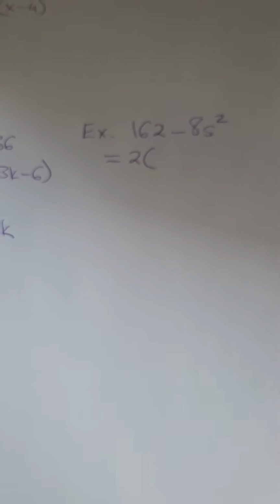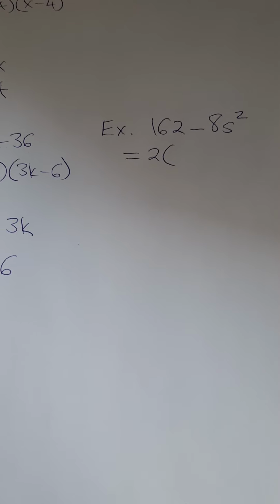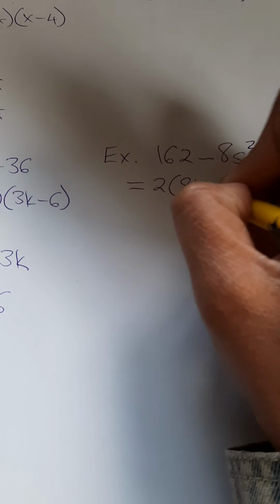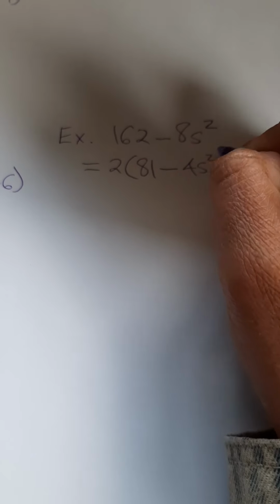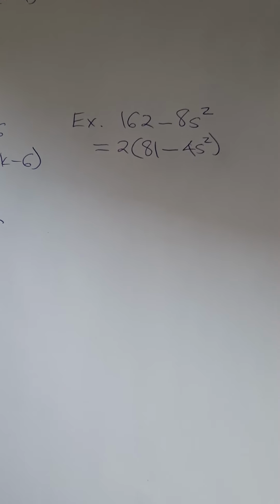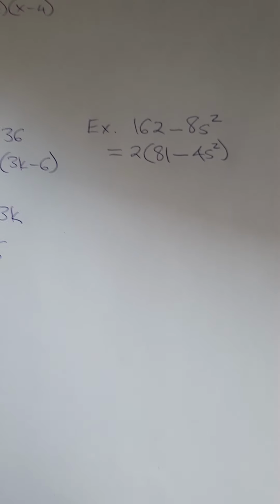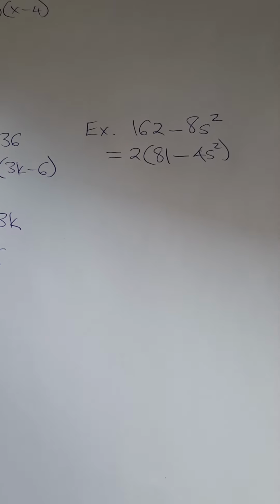So what we're going to do is take out a common factor. I want to divide both of them by 2. What we're left with here is going to be 81. I'm going to do 8 divided by 2, which is equal to 4. So I'm left with 4s squared. Remember, you have to factor fully. Now, if you notice inside the brackets that this is a difference of squares, I can take the square root of both of these numbers here.